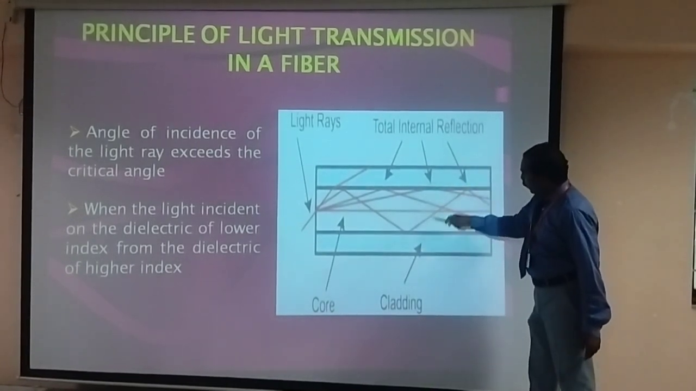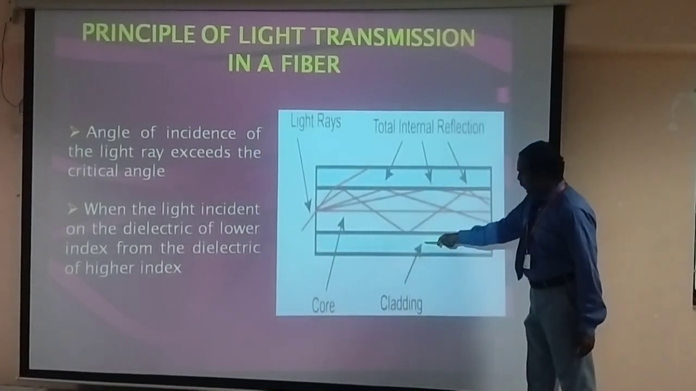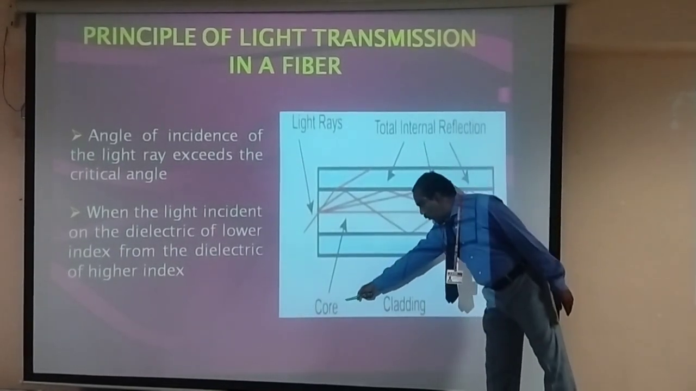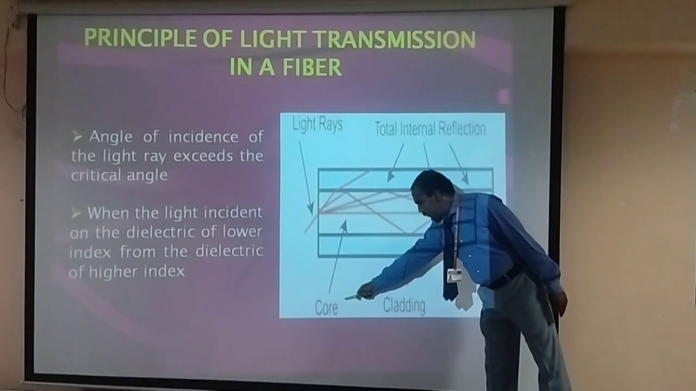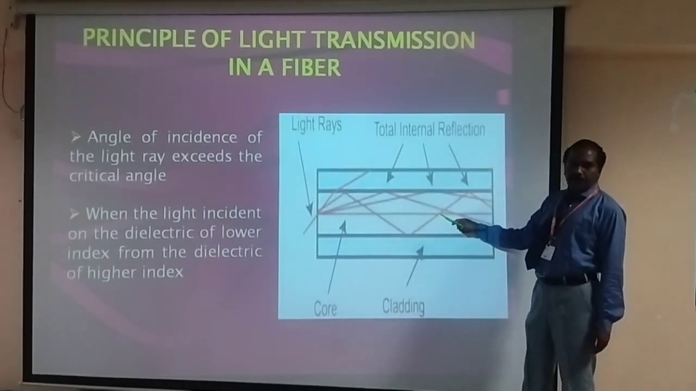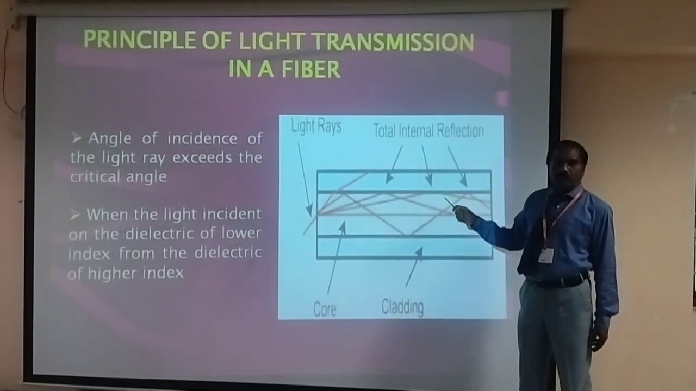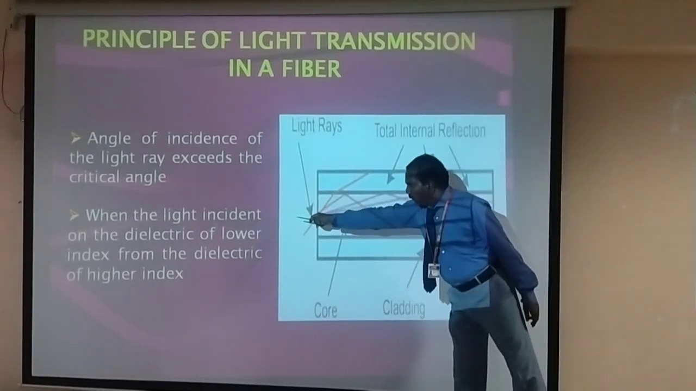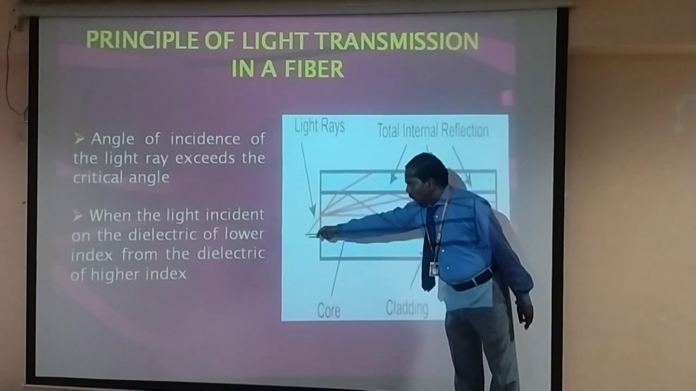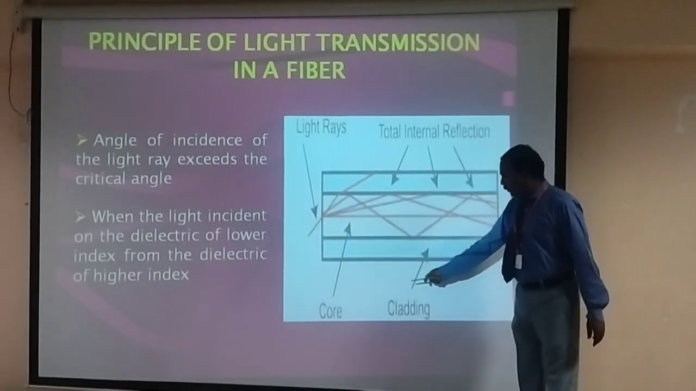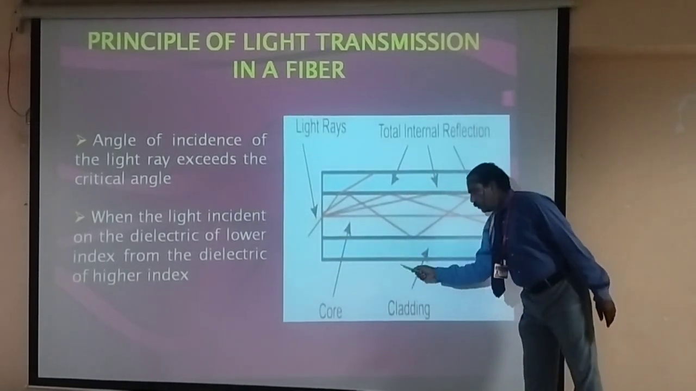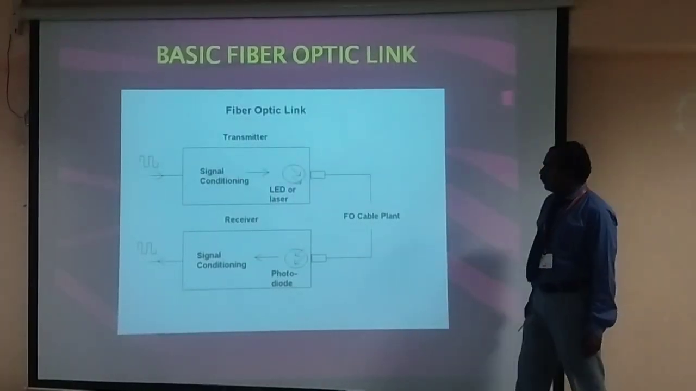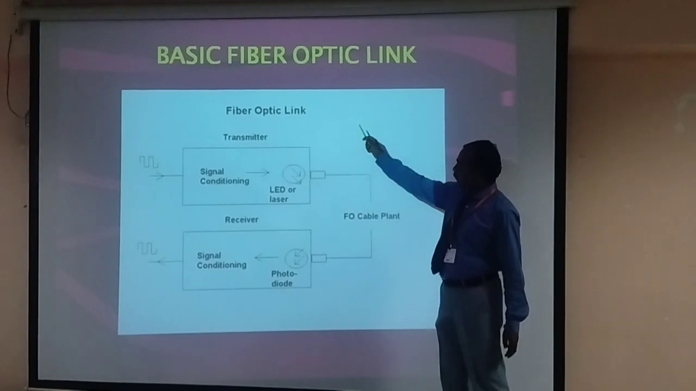The outermost region is called the cladding. The cladding has refractive index N2 and the core has the refractive index N1. N1 should be greater than N2, then only is total internal reflection possible. That is when the light is incident from a higher index dielectric onto a lower index dielectric, N1 greater than N2. Next. So this is the fiber optic communication network.